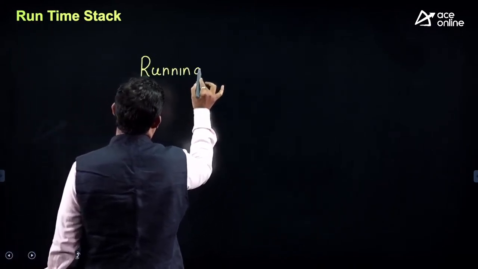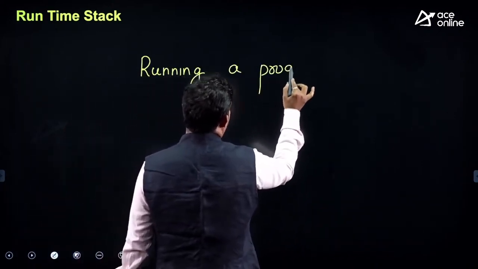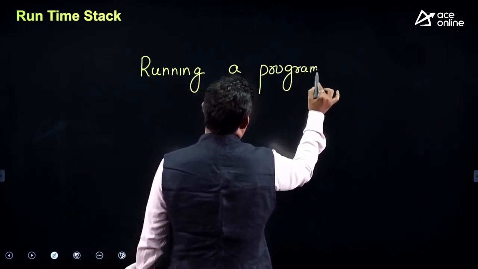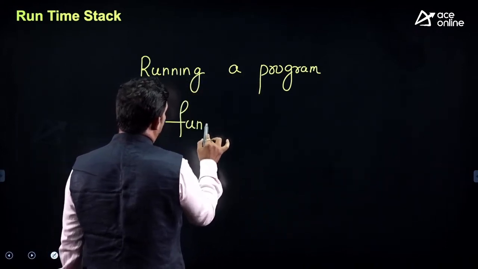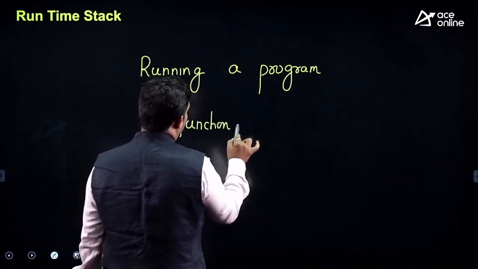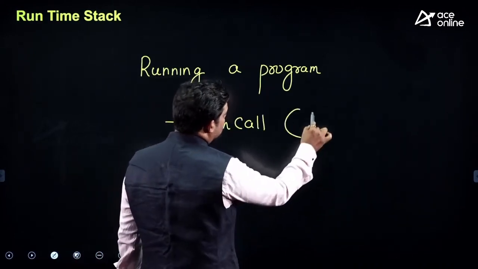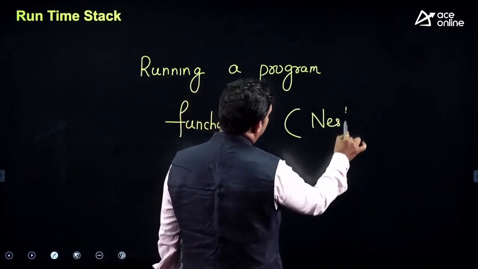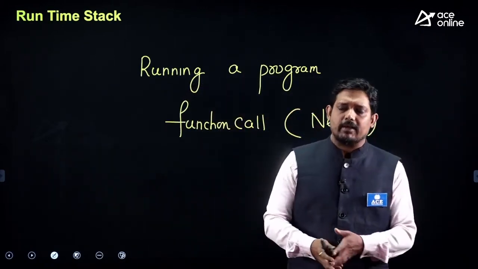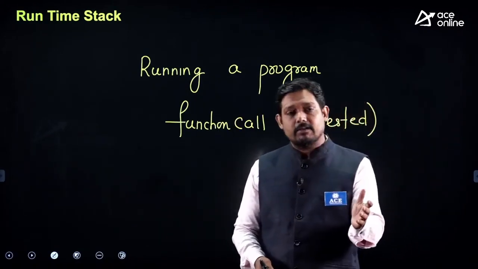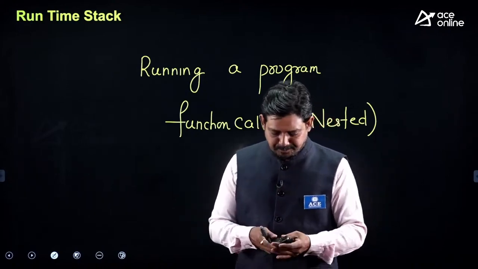Now, program running, definitely running a program, happens through function call. Now with function call, it is possible that these function calls are nested. What is the meaning of a nested function call? It is that there is a function main calling, let's say, another function f1 and then f2.